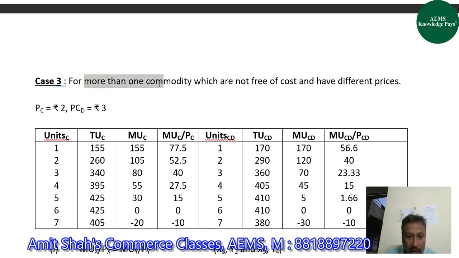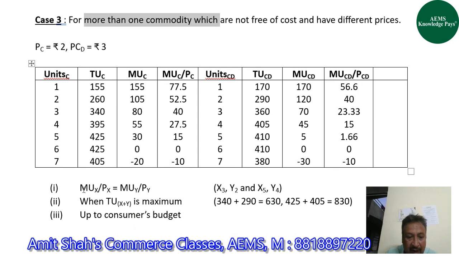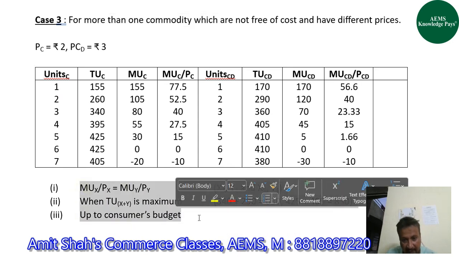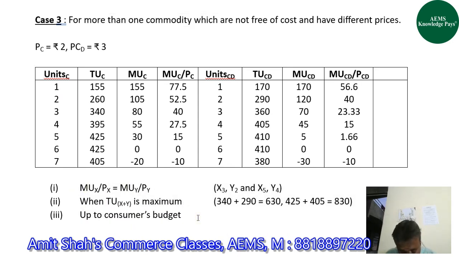So for two or more commodities, guys, this much you have to keep in mind. The very first condition is that utility per unit of price for the two goods must be the same. Second is that TU of the two commodities should be maximum, and all this should be within the consumer's budget.